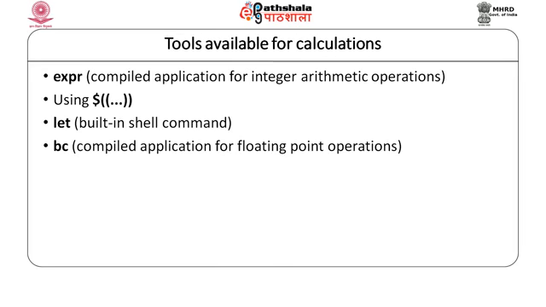Now, as I said, there are 4 ways of doing calculations. The first is using the EXPR command. The second is using dollar and brackets. The third is by using the let command, LET, and finally, we can use the BC command to perform arithmetic calculations. BC is more superior compared to the rest of the commands, because it also allows operations on floating point, that is real numbers, whereas EXPR won't allow calculations on floating point numbers.